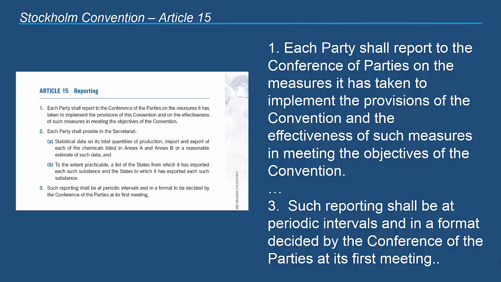Article 15 requires parties to prepare and submit a national report periodically. In these reports, parties describe the steps they have taken to comply with the convention and the effectiveness of those steps. Most parties included their initial baseline UPOPs inventories in their first national report. For each subsequent report, they revise and update their inventories.